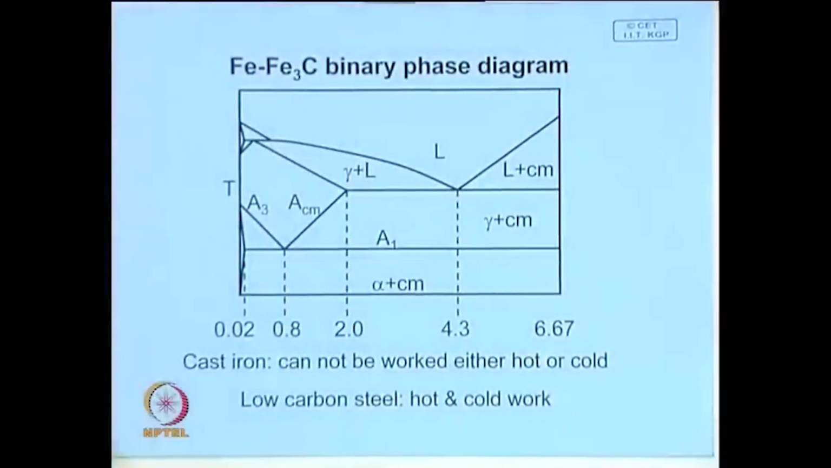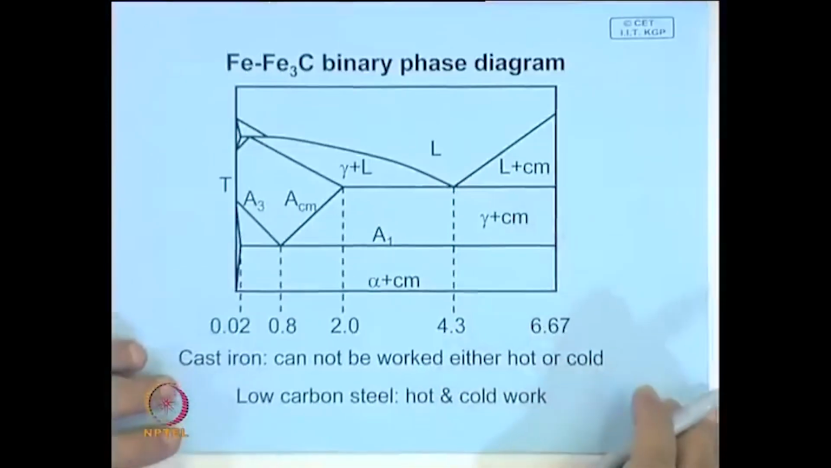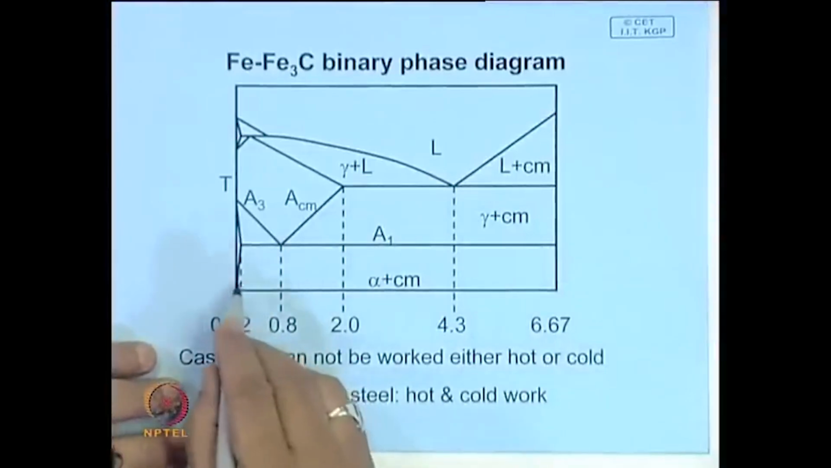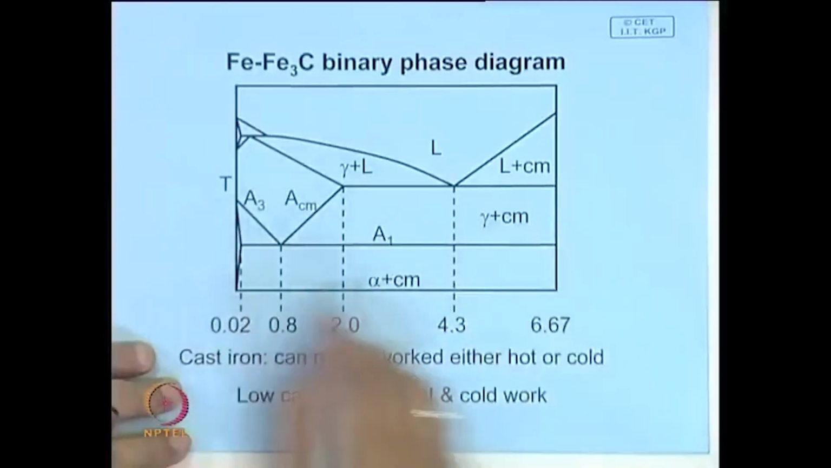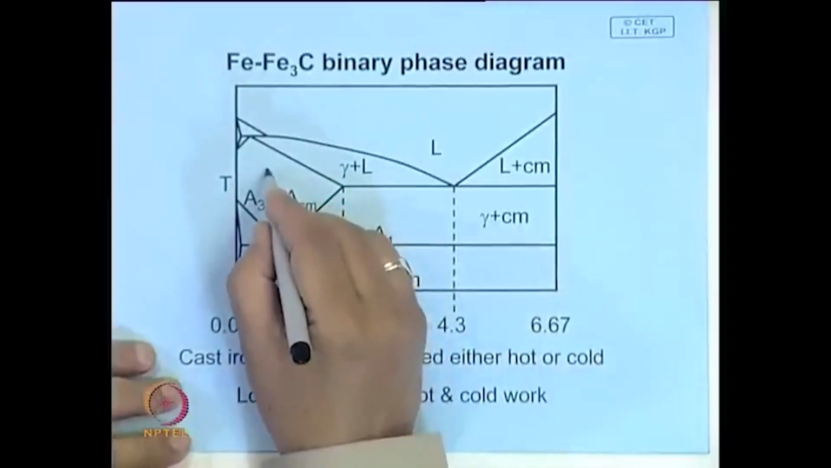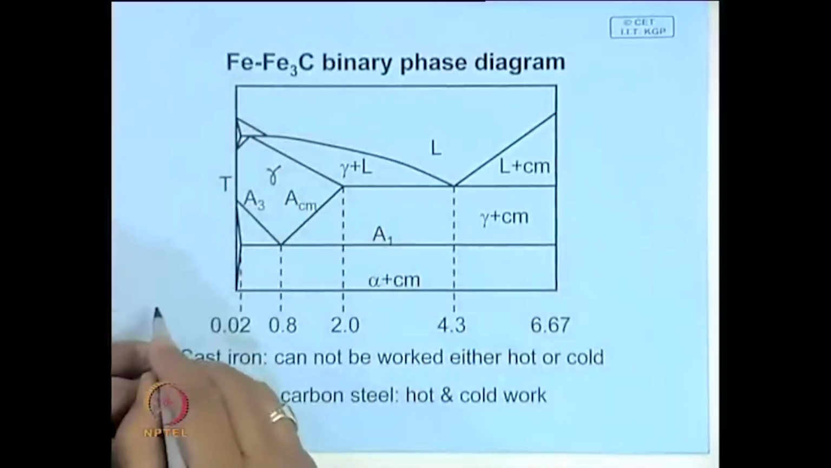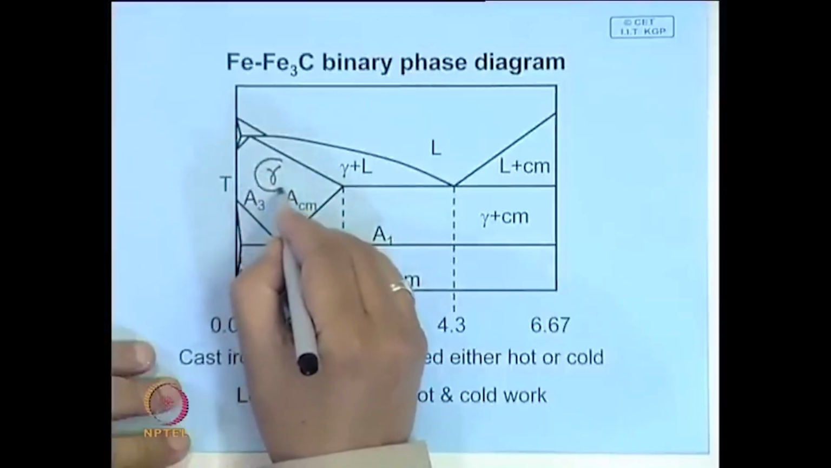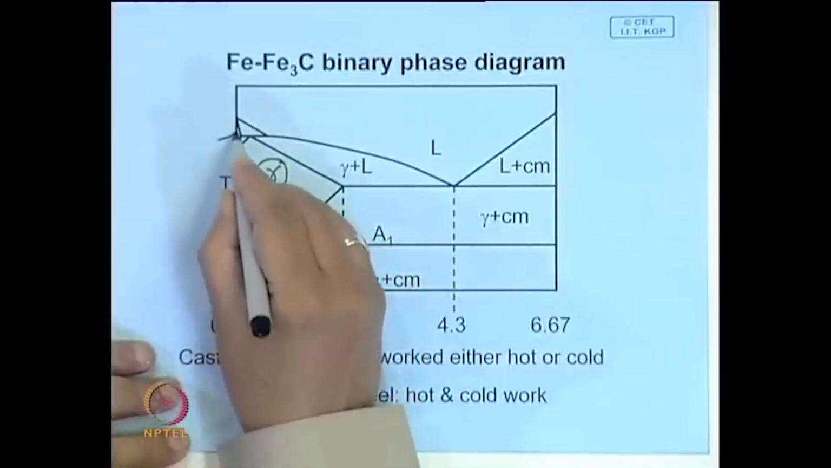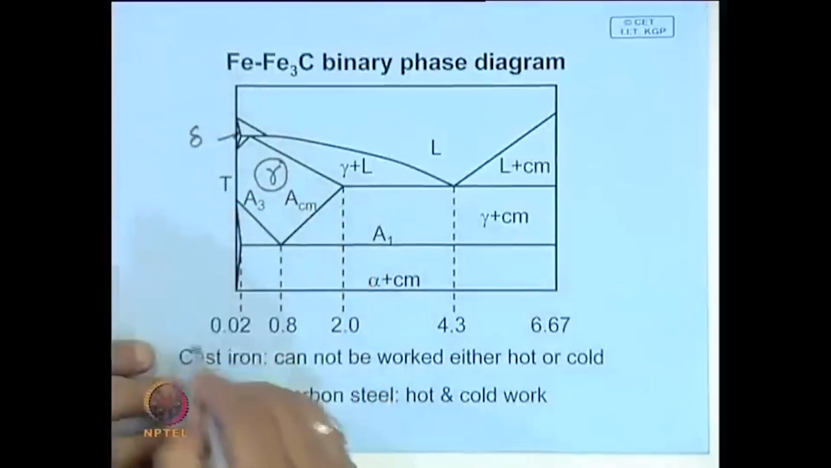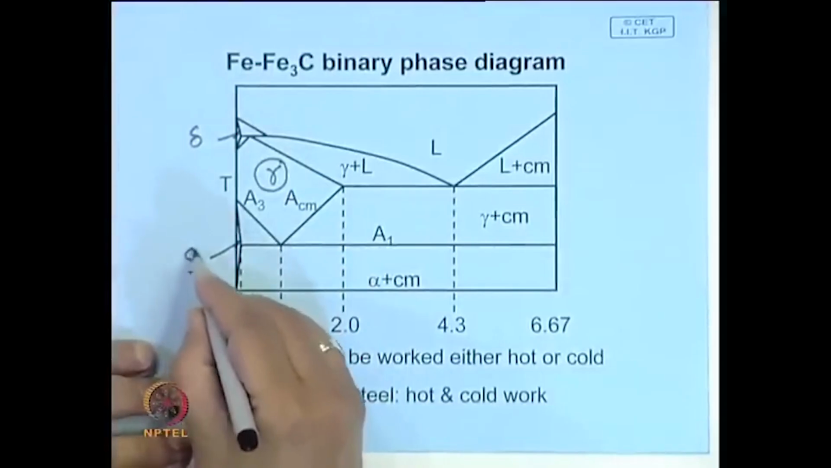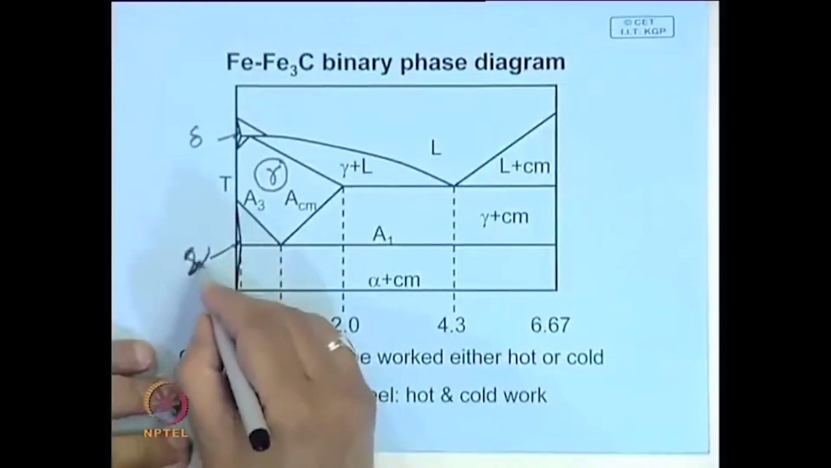Now, let us look at the deformation behavior of iron base alloys. This is the iron carbon diagram which you are quite familiar with. Here also you have allotropic transformation. This is the gamma region, here you have BCC iron, and at room temperature you have ferrite, alpha iron.